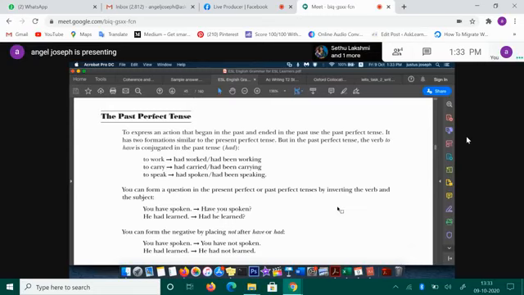To begin with, we had already understood the three different forms of past tense. There was a simple past, there was a continuous past or in progress past, and we had also looked into emphatic past. The three types of past tense.